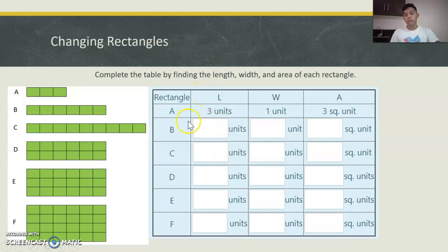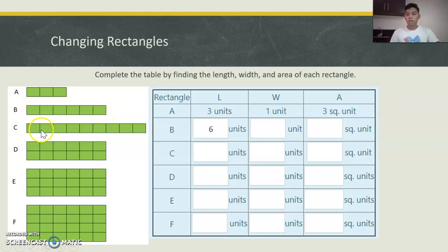Let's have the length. The length for A is 3 units, and the width is 1 unit. And then the area, of course, is 3 square units. Now let's go with the lengths of B, C, D, E, and F. The length of B is 6.